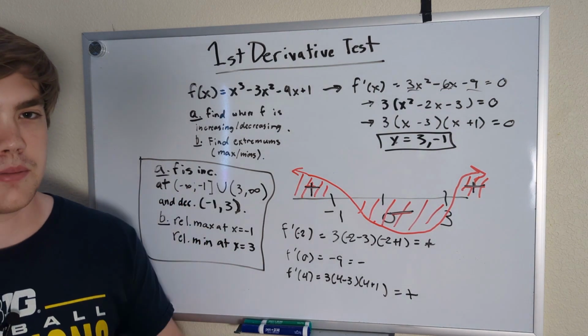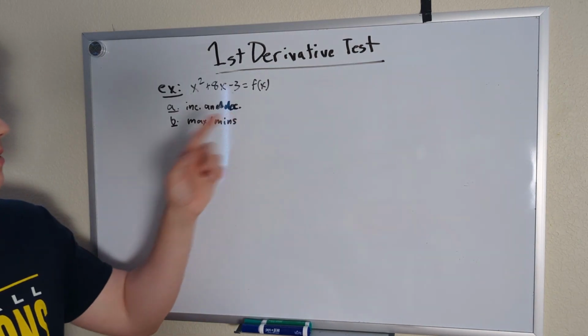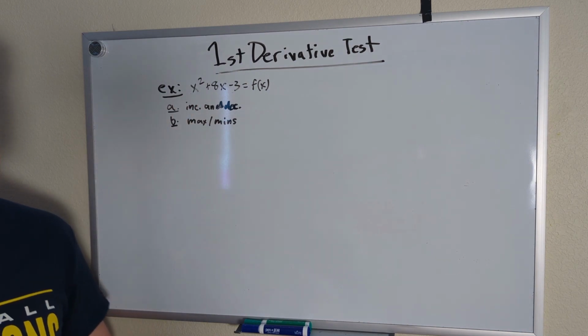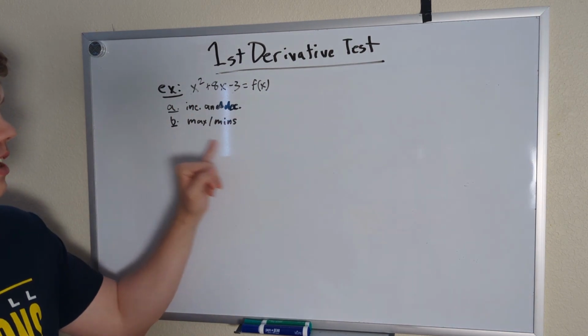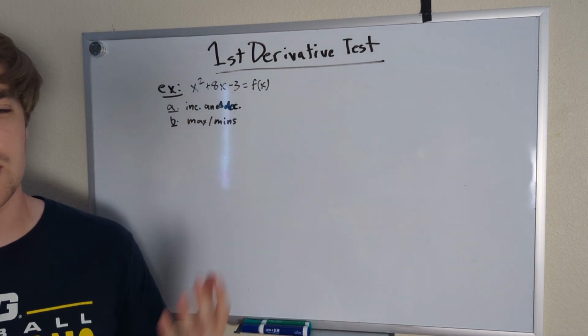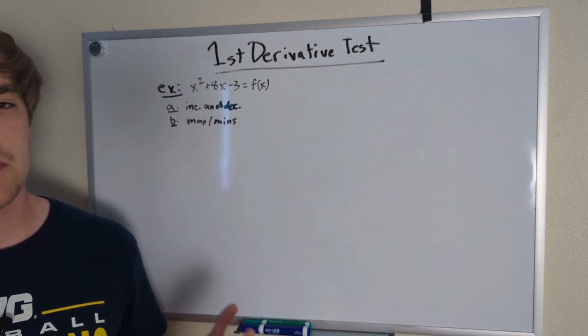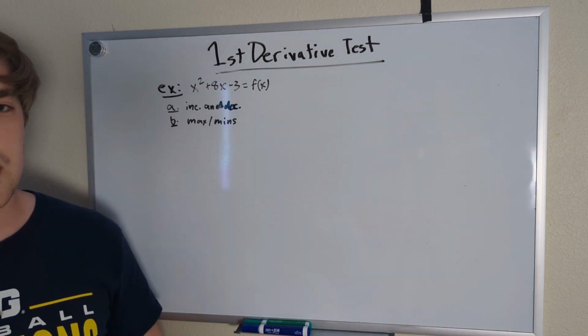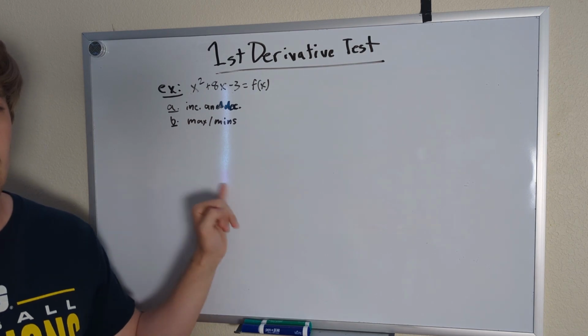Let's do one more example for this video. In this example, we have the function f of x is equal to x squared plus 8x minus 3. And we want to find the same things as last time. We want to figure out where the function is increasing and decreasing, and we want to find the maximums and minimums of this function. Once again, if we find the first derivative, we can figure out all this information.